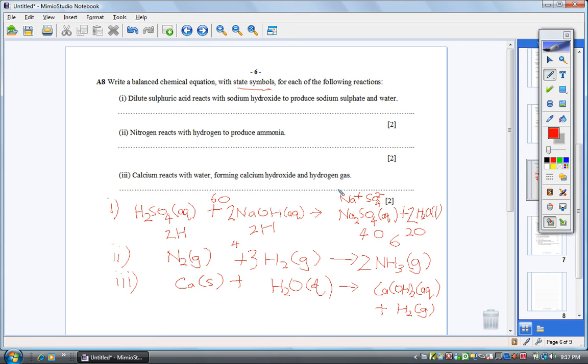So let's balance the equation. You have a total of 4 hydrogen here, 2 plus 2, 4. So we deal with hydrogen first, put 2, and all this is balanced already. That's it.